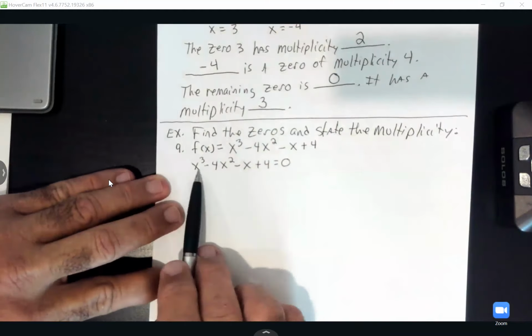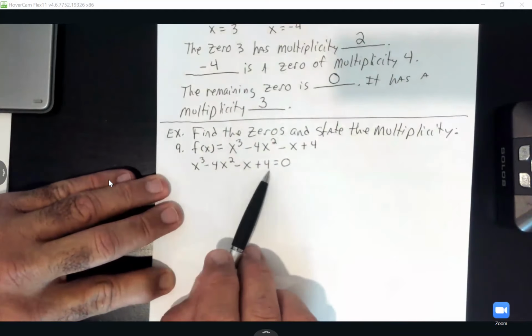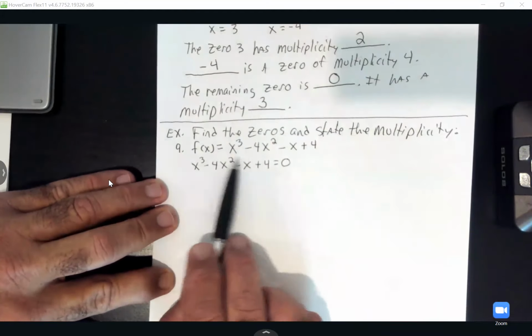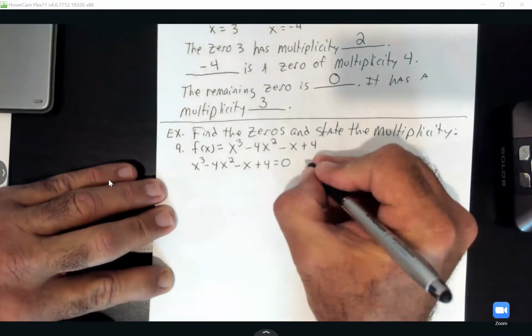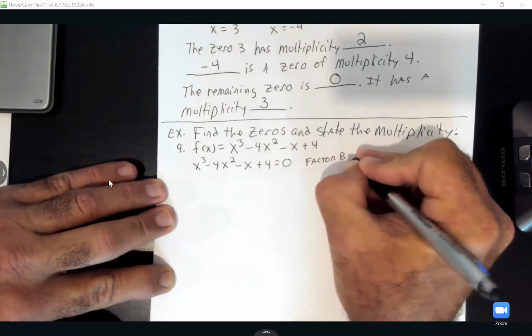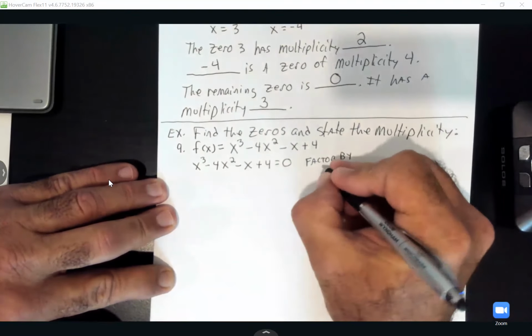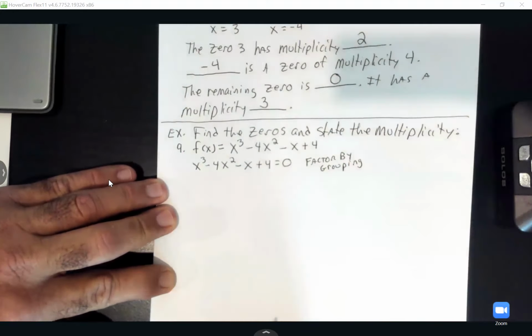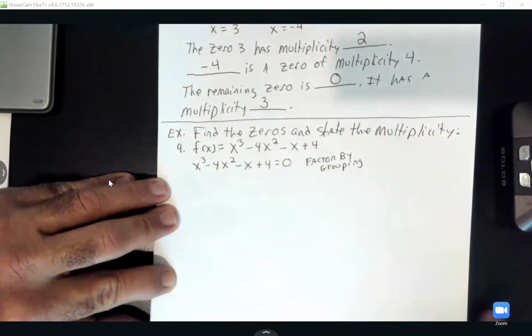All right, y'all. So the trick is going to be getting this factored. When we have 4 terms like this, to factor this, I'm going to factor by grouping. So that's the method I'm going to use to factor this, y'all.